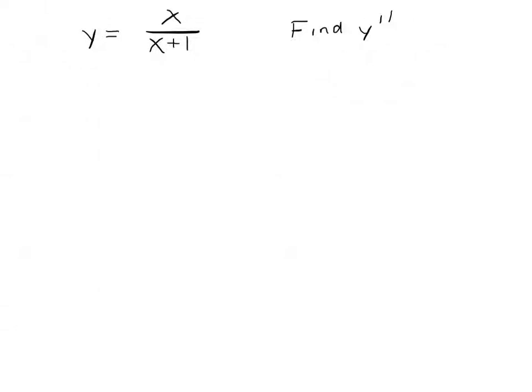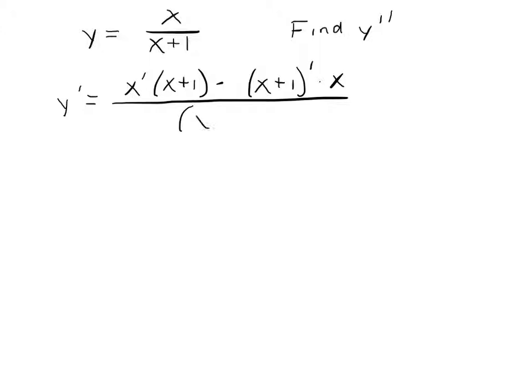We're supposed to find y double prime of this function right here. So if we first find the first derivative, we're going to take, using Newton's notation, the derivative of the numerator times the denominator minus the derivative of the denominator times the numerator, divided by the denominator squared.